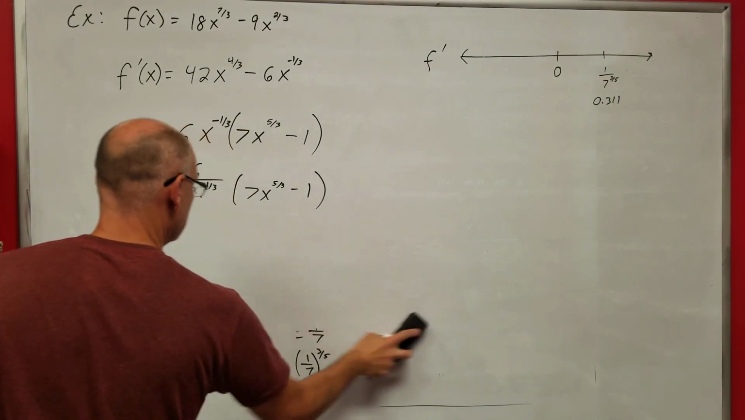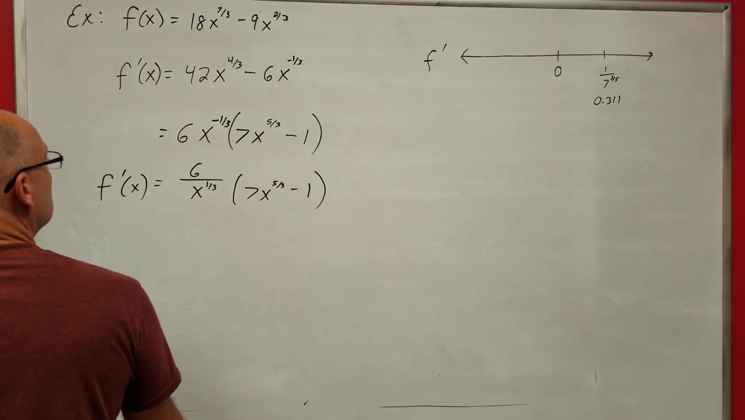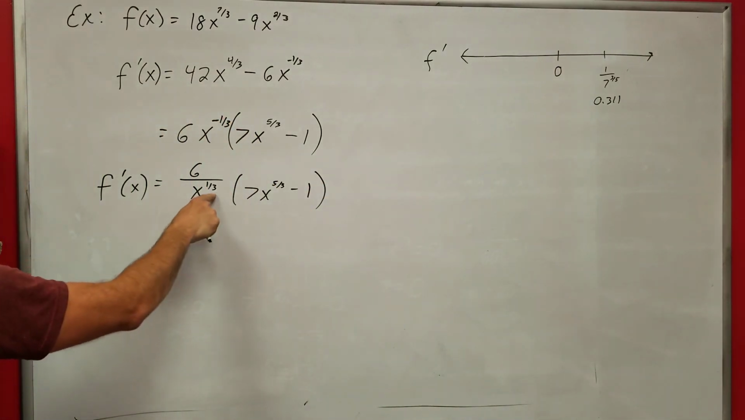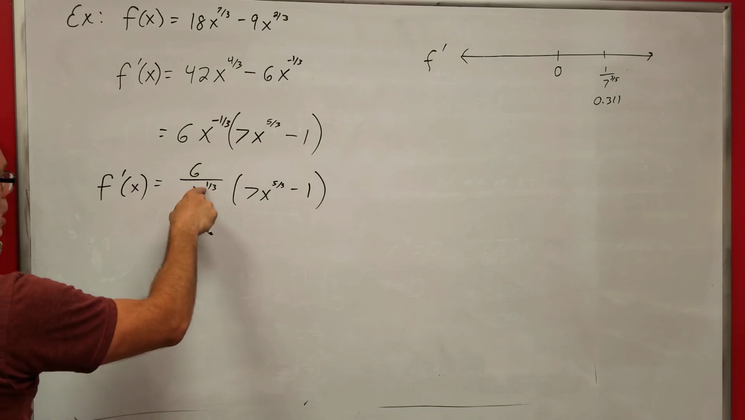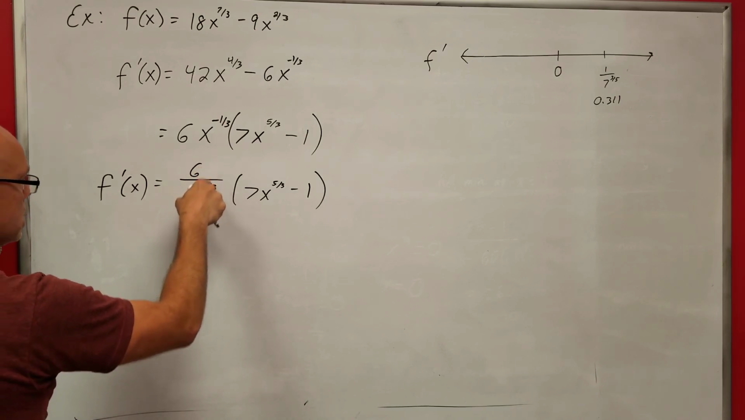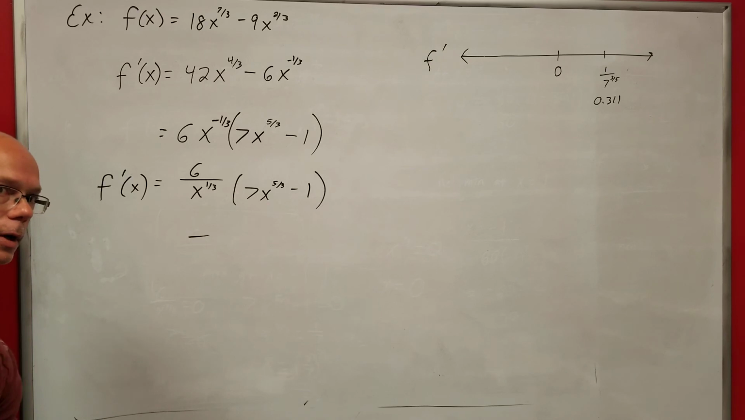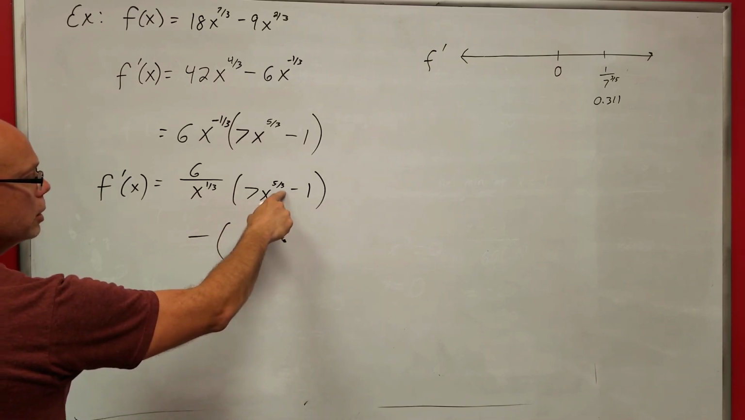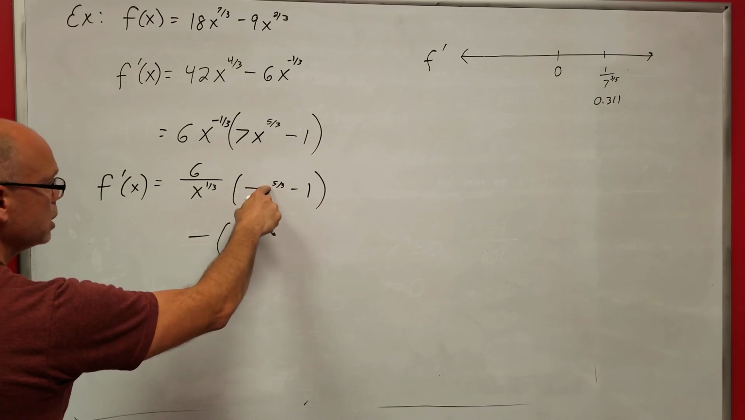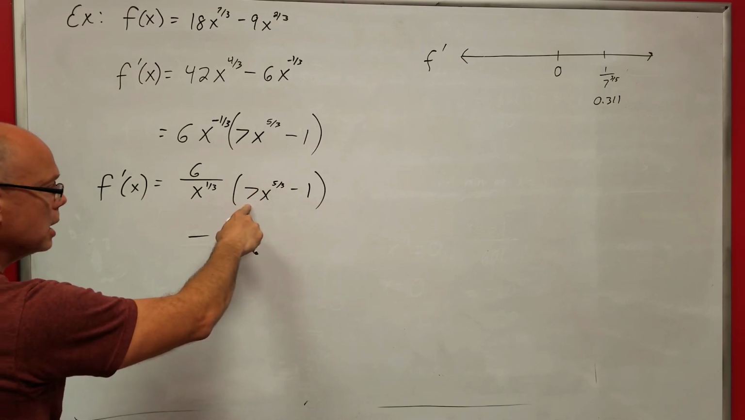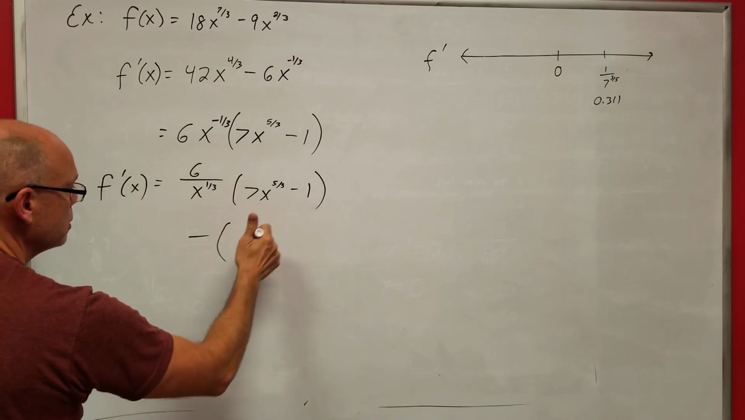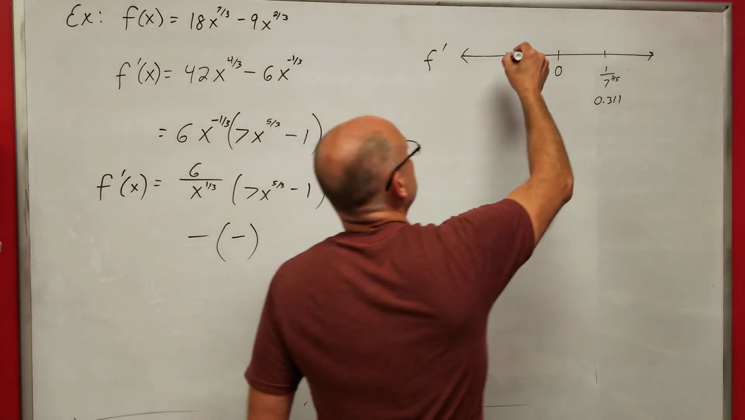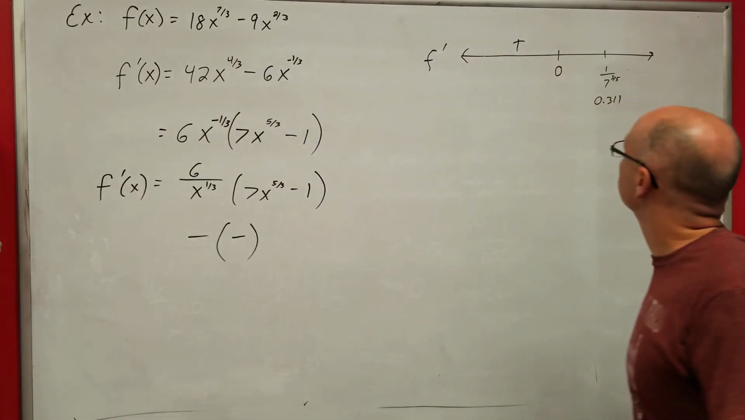Let me give myself some more room here. All right, let's take a test value of -1, okay? Let's run it through here. The cube root of -1 is -1. -1 to the first is -1. 6 divided by -1 is -6, right? How about -1 here? Cube root of -1 is -1. -1 to the fifth is -1. Times 7 is -7. -7 minus 1 is -8. And a negative times a negative will give me a positive here.